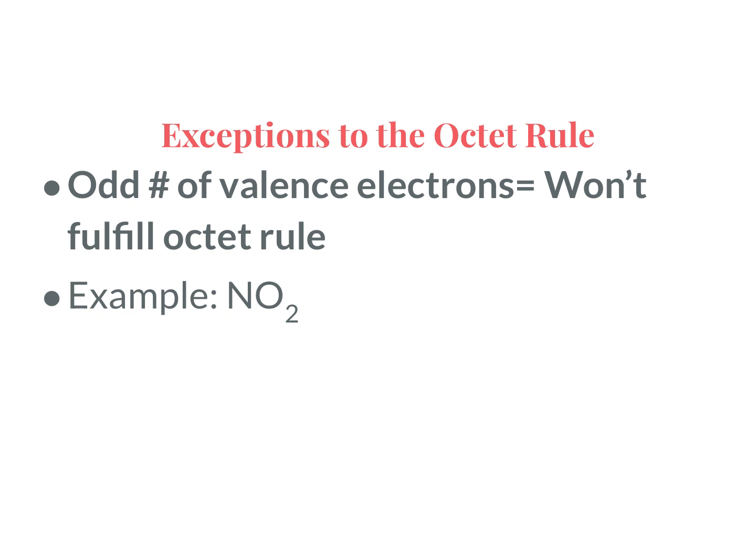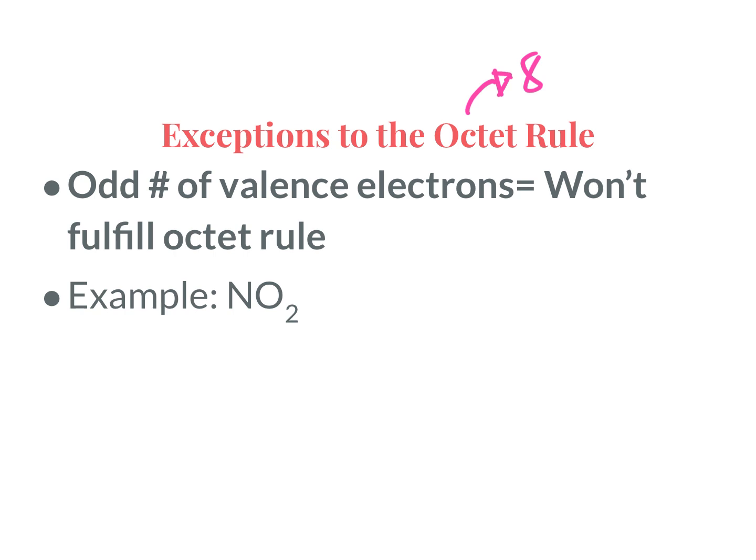So again, what is the octet rule? Every atom wants 8 electrons, except hydrogen. Okay, so we're going to cover some exceptions. One exception: if you have an odd number of valence electrons, can you get to an even number? No, right? If you have an odd number, you're not going to get it to an even 8. An example is nitrogen dioxide.